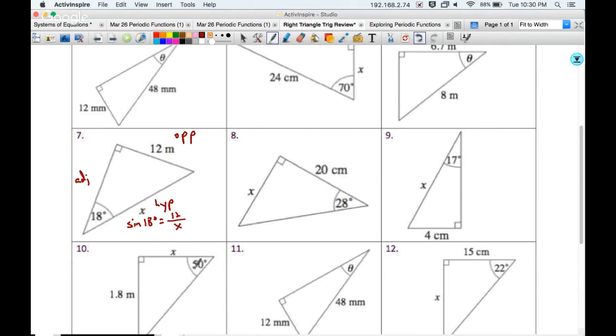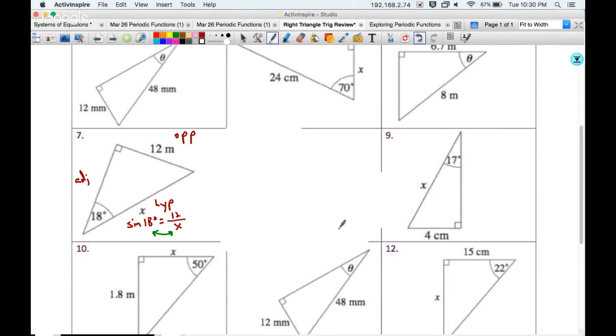There's kind of a nifty rearrangement you can do here. What I'm going to do is multiply x to both sides, and then divide both sides by sine of 18. And effectively, these two things are going to swap places. Now I'm left with the equation x equals 12 over sine of 18.